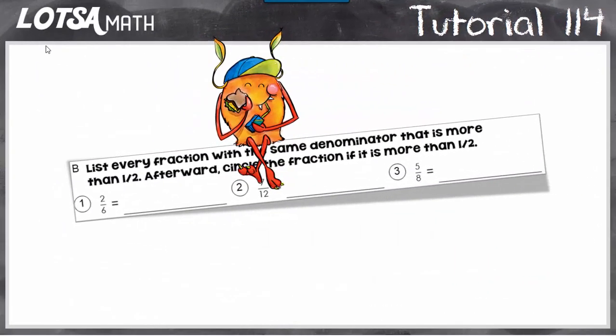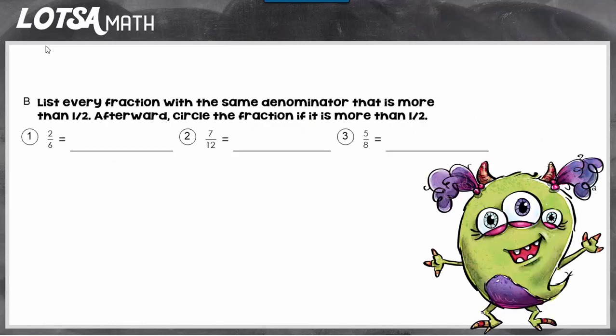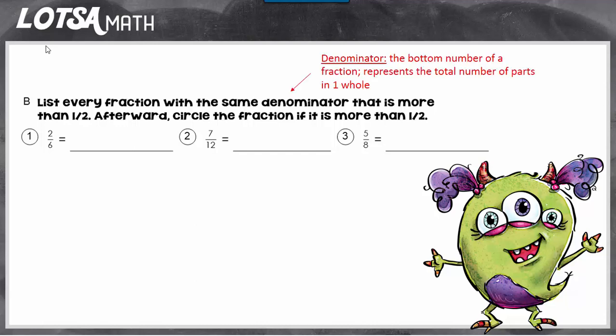For these questions, we're going to compare the fractions to a half. So the directions say list every fraction with the same denominator. And remember, a denominator is the bottom number of the fraction that is more than 1/2. And afterwards, we're going to circle the fraction if it's more than 1/2.